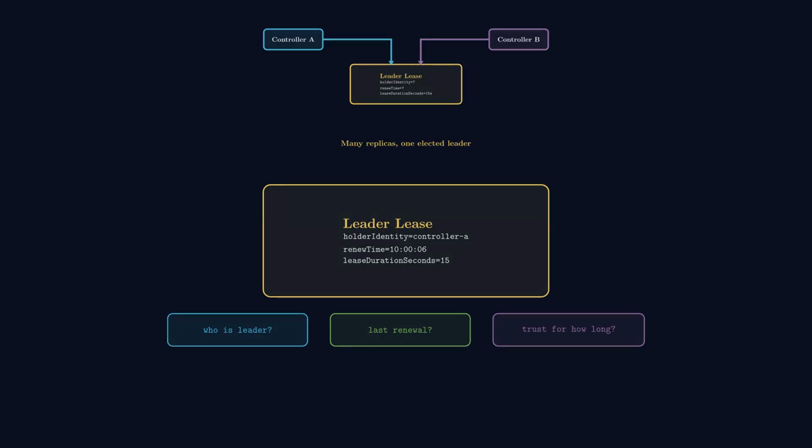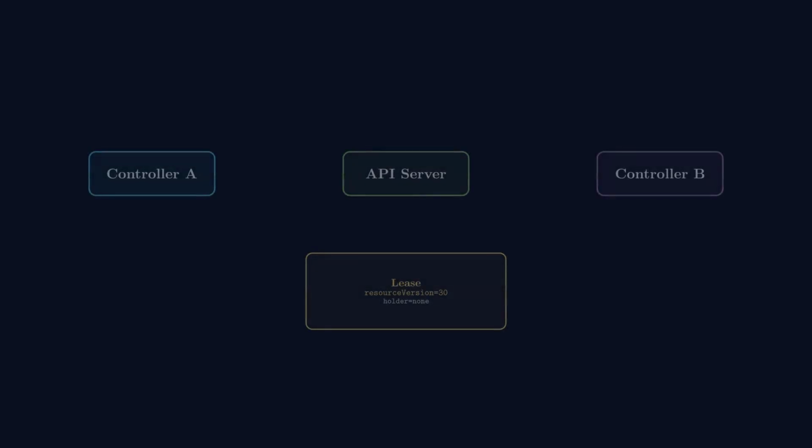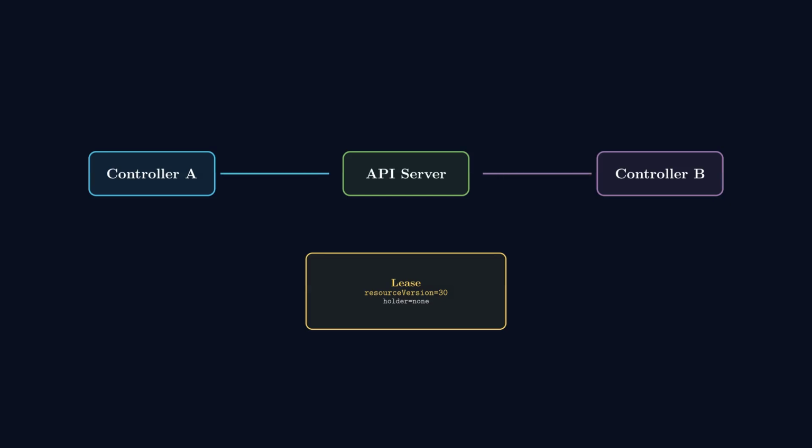At startup, both controller replicas try to acquire the same lease through the API server. The lease itself has a version, so competing updates cannot both quietly become the same next version. Controller A wins the update first and stores its identity as the holder. Controller B sees that leadership is already held and waits.